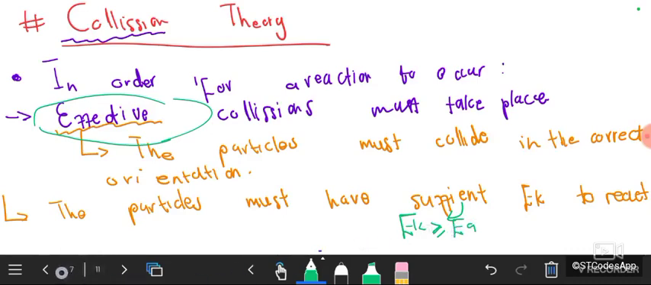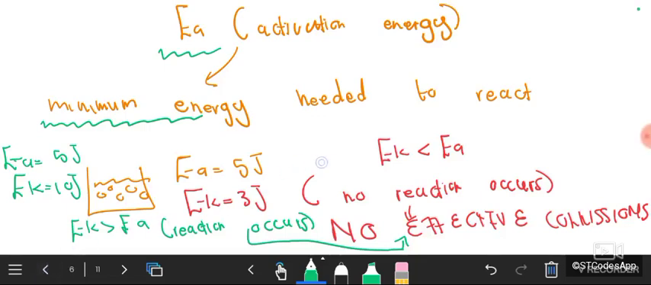What is the minimum energy required to react? That is the activation energy. It is the minimum energy required for a reaction to occur. So if the kinetic energy of your particles does not meet the required energy, there will be no reaction taking place. Why? Because for a reaction to take place, there must be collisions. What type of collisions? Effective collisions. How do effective collisions occur? When particles collide with the correct orientation, or when particles have sufficient kinetic energy to react.